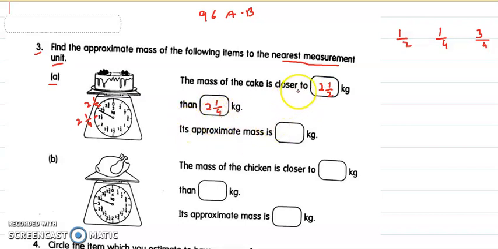So its approximate mass, of course, we will write to which it is measured. So it is going to be two half.